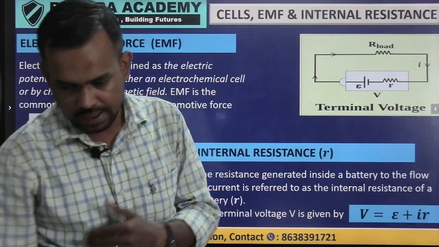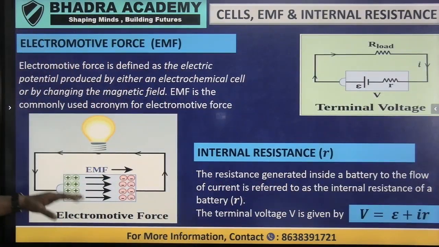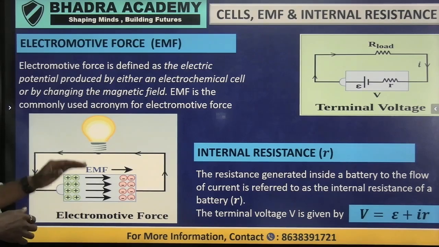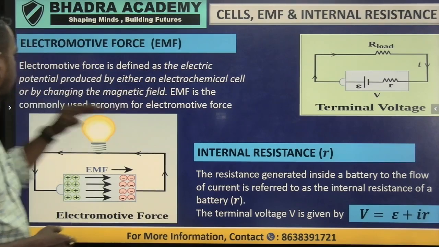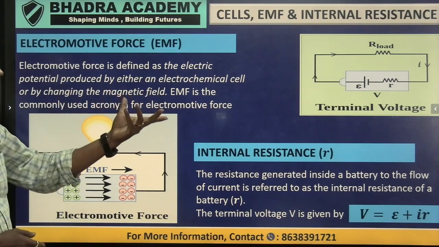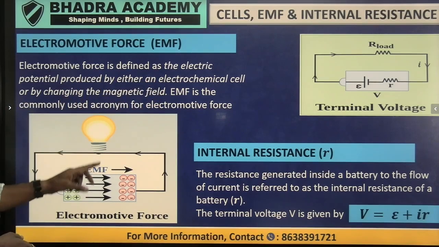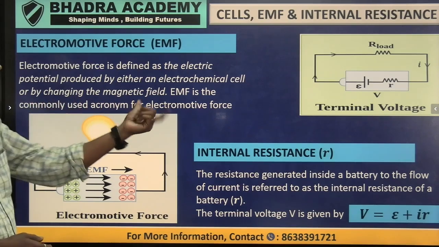Now the next concept is the electromotive force. When the cell is connected through a circuit where a bulb is connected, as you can see in the schematic diagram, electromotive force is defined as the electric potential produced by either the electrochemical cell, or by a changing magnetic field, or by any other force. Then the current flows through the circuit, and this is basically known as the electromotive force.